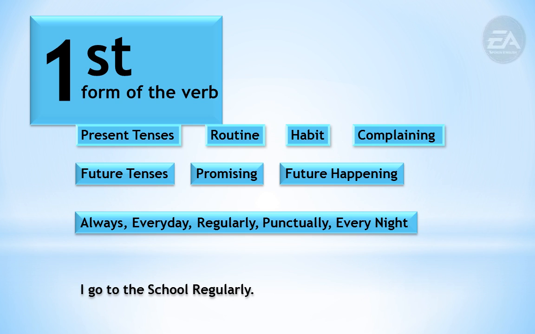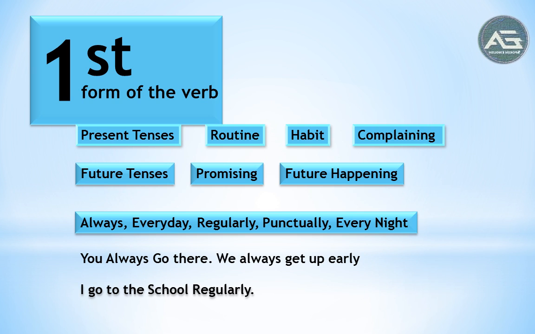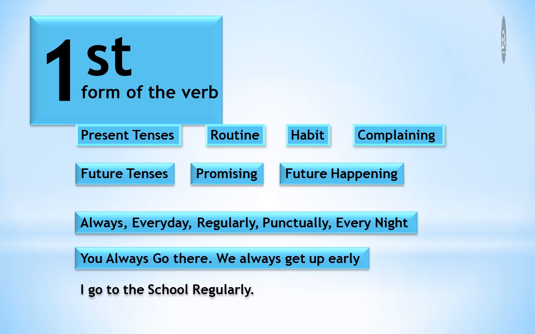Let's have example sentences. I go to school regularly. You always go there. We always get up early. So get up early, go there, go to school, and just look at the subject and always. The word always is followed by the first form, then always is followed by get, then regularly is followed by a sentence where I go to the school, that is called the first form. You always go there, we always get up early, I go to the school regularly.